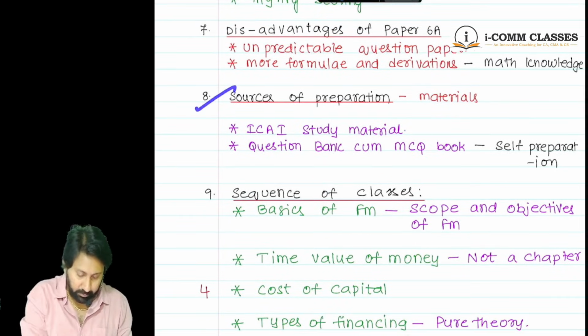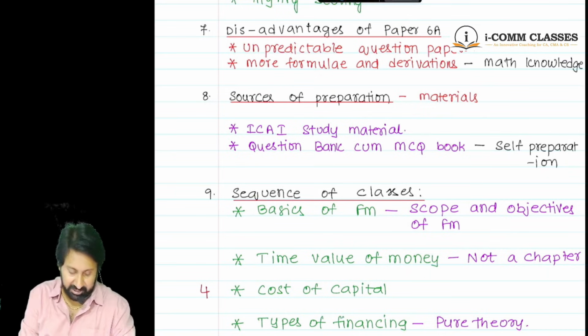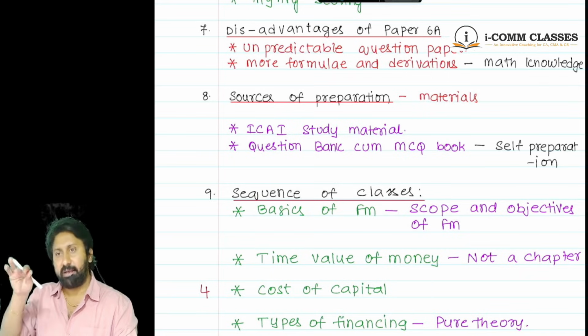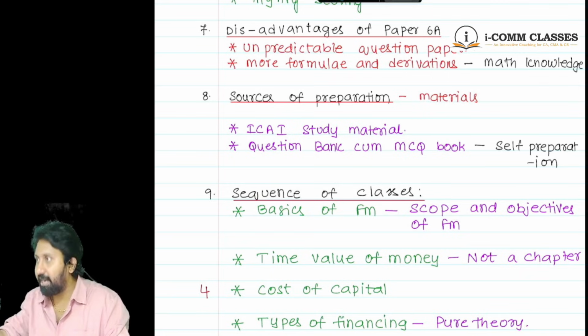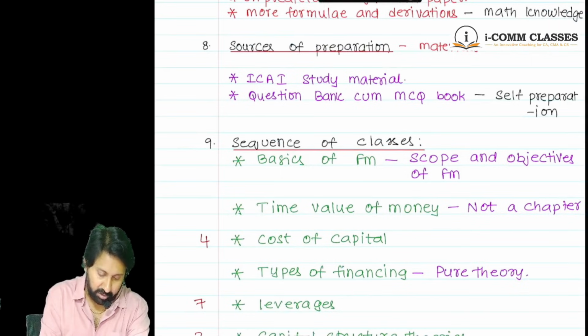Next, sources of preparation. As I told you already, the first one is the question bank. Question bank already, MCQs, everything I kept. Now recently I also added theory. So along with that, what is also added?